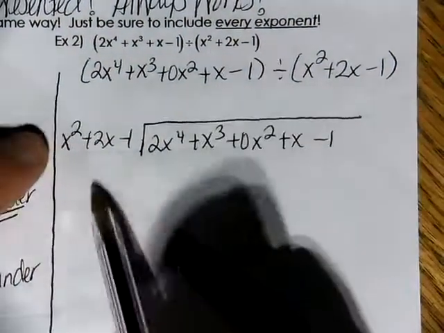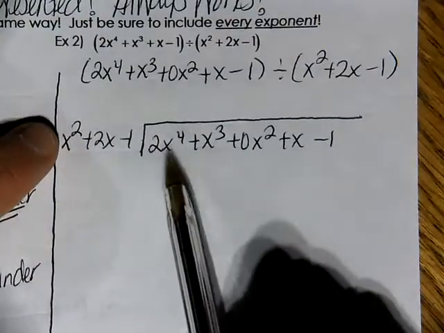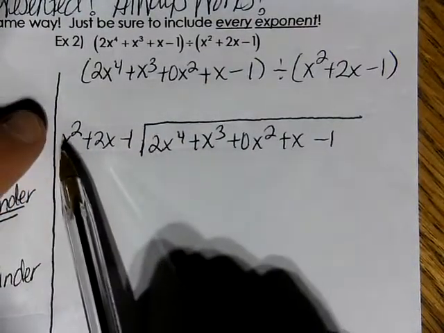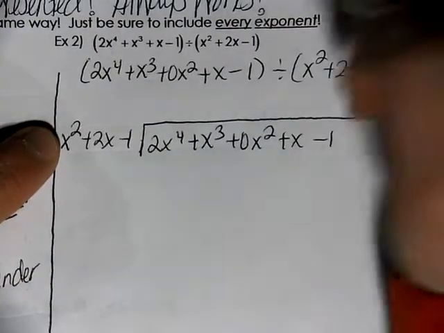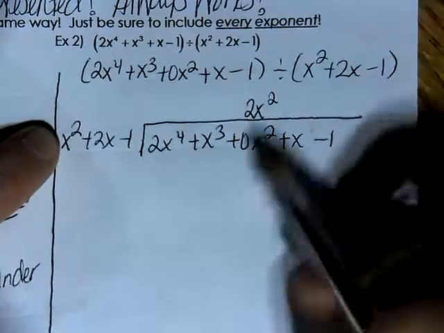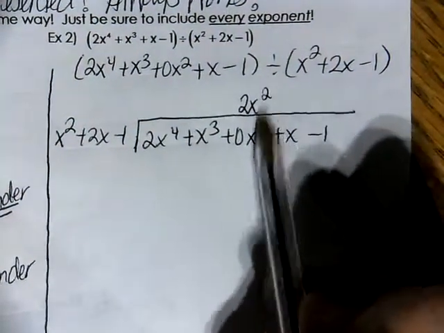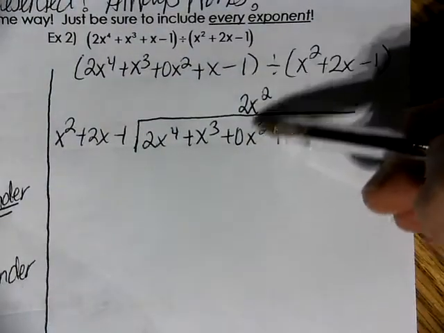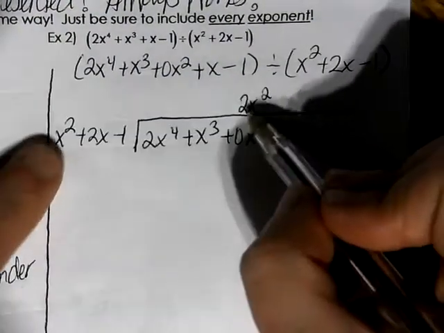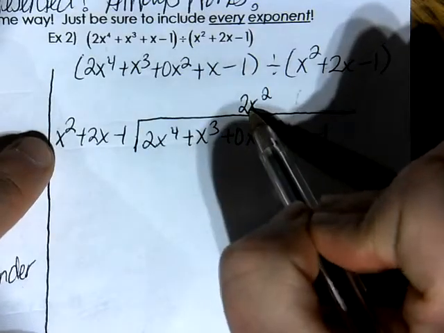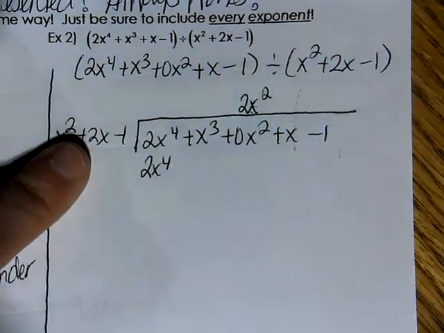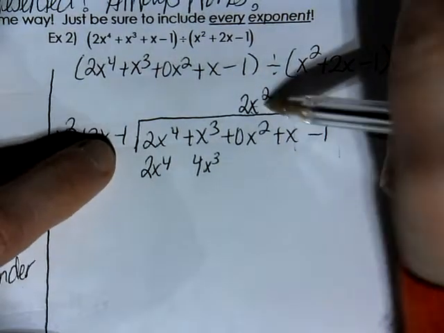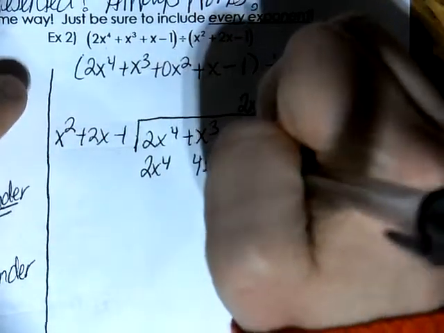And now I'm going to ask myself, what times x squared equals 2x to the 4th power? Because it's all about the first term with the first term. And that is going to be 2x squared. So I am going to line up whatever my degree is with my like degrees. That's why it's very important for you to be very neat. And I'm going to multiply. 2x squared times x squared is 2x to the 4th power. 2x squared times 2x, that is 4x to the 3rd power. And 2x squared times minus 1 is minus 2x squared.